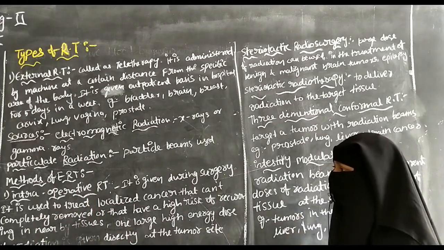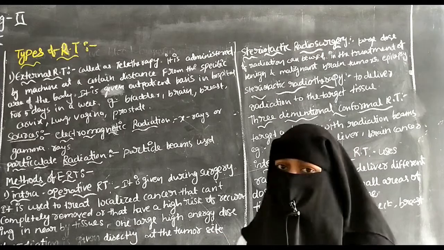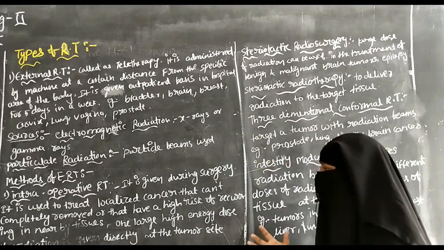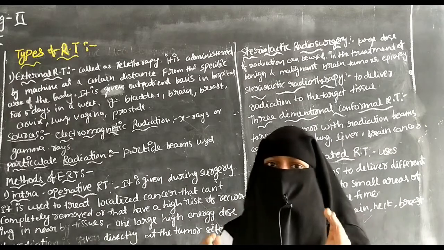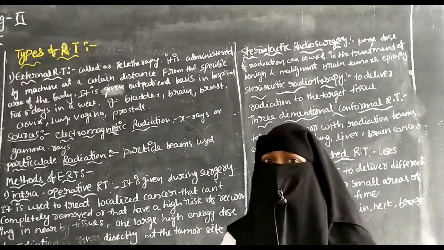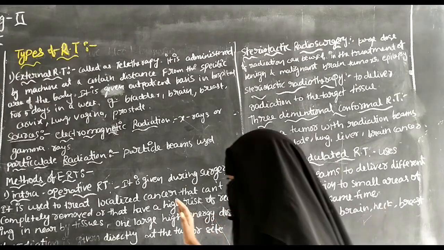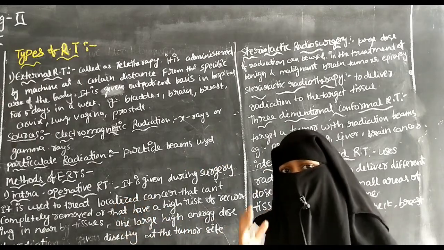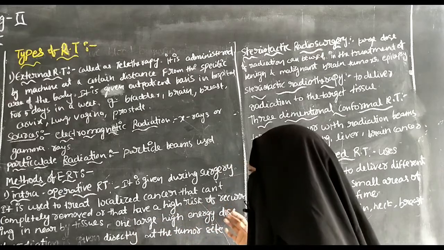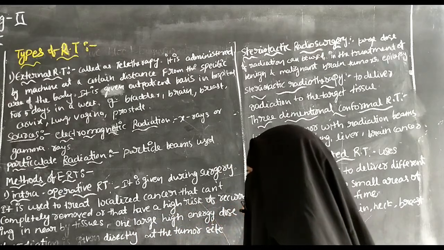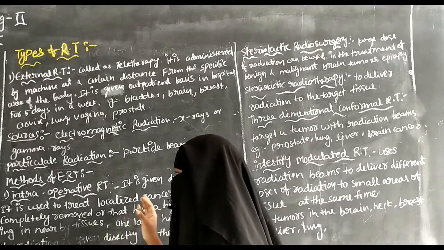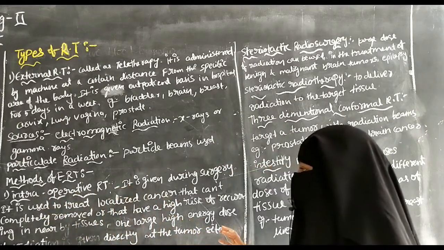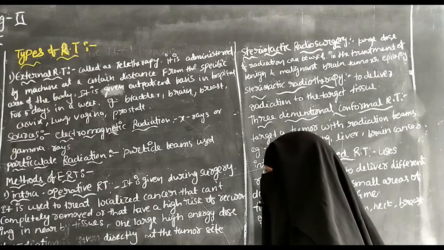So intraoperative radiation therapy can be used to treat localized cancer. Localized cancer means the cancer is confined to a particular area. After the surgery, the cancer cells cannot be removed completely, so the remaining cancer cells can be treated by intraoperative radiation therapy. So it is used to treat localized cancer.